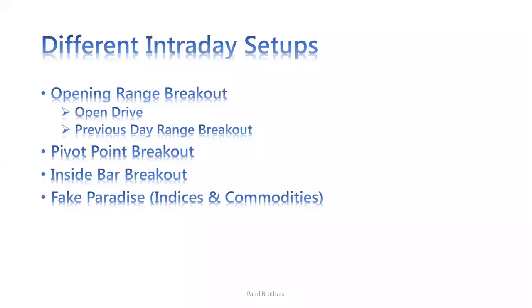All these strategies we are using only for the specific 35 stocks which we have. Fake paradise we are using for index and commodities, and the other 4 strategies we are using for the 35 stocks list which I have given. The list is already provided. You can try your own with other stocks as well, but we know that on these 35 stocks these strategies are working very well.